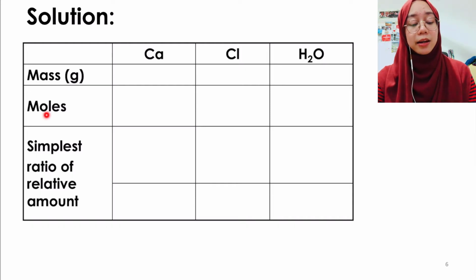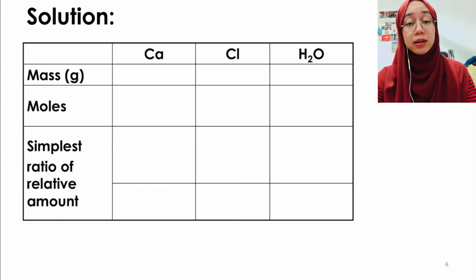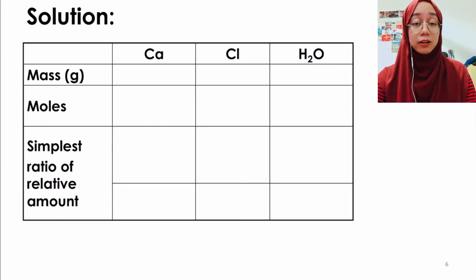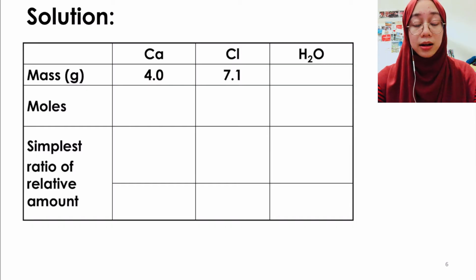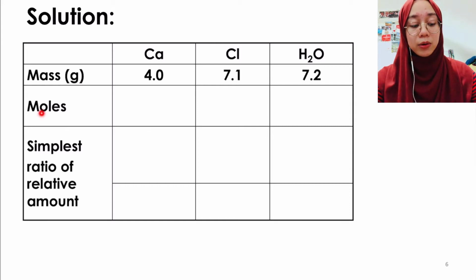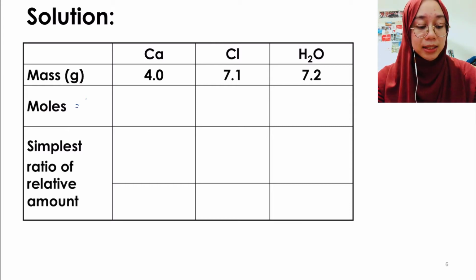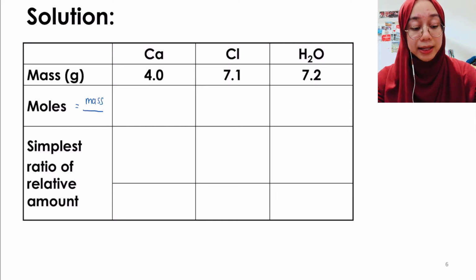Mo stands for moles, the number of moles actually. And the next one, Ra, is ratio. By using the Mamora table, you'll be able to determine the empirical formula. So basically, enter all the data given just now. Calcium we have 4 gram, chlorine we have 7.1, water we have 7.2. And moles is basically mass divided by molar mass.